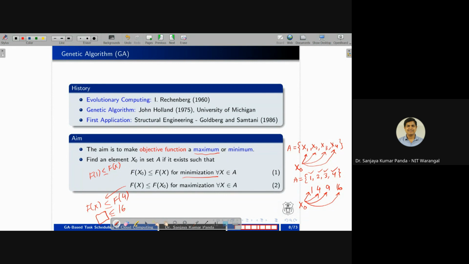So in any optimization algorithm, in a particular search space, you will find some solutions. Like in this set A, I have 4 solutions. Out of 4 solutions, our objective is to find either the minimum value or the maximum value, which leads to f of x is maximum or f of x is minimum. That is the overall goal of any optimization algorithm.